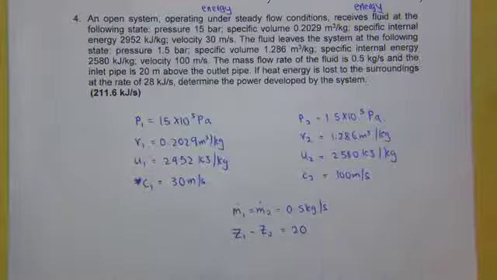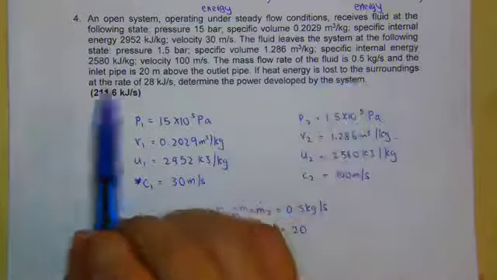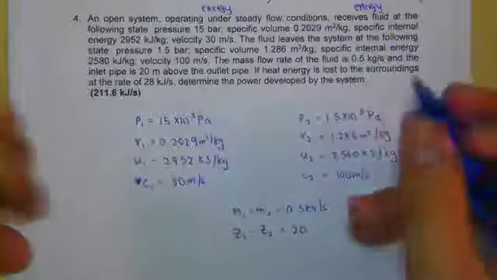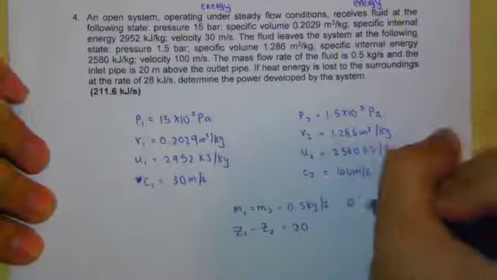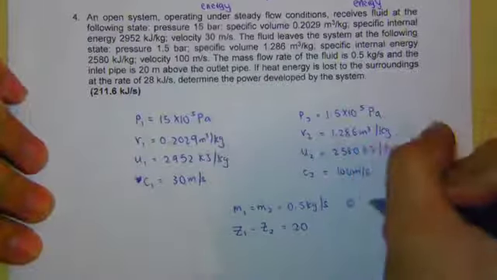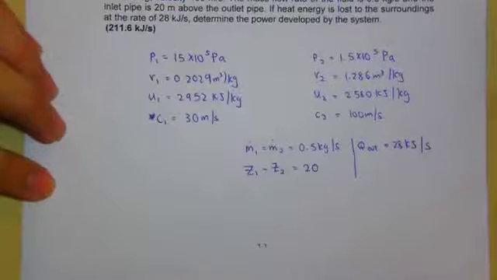So they want us to find, if the heat energy is lost to the surrounding at the rate of 28, so we also have one more. In this case, Q dot out is equal to 28 kilojoule per second. Determine the power developed by the system. So we shall use our flow equation.